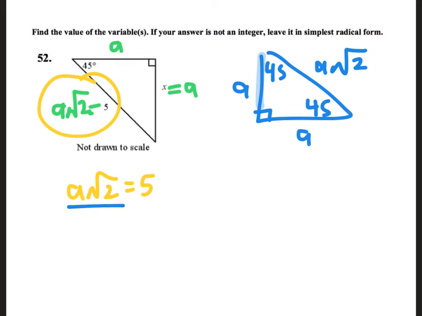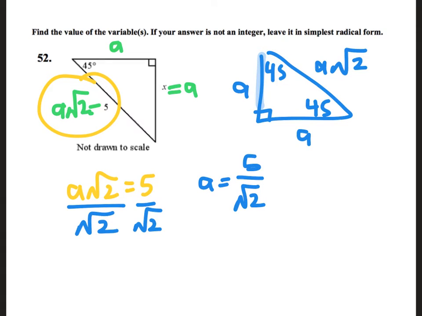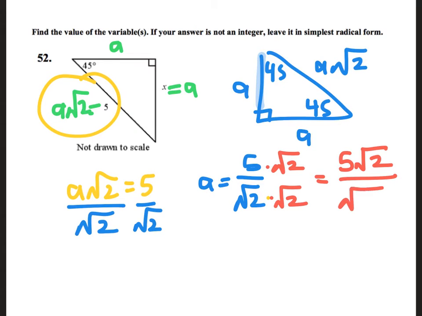So I need to move that root 2 to the other side. In order to do that, I'm going to divide both sides by root 2. When I do that, I get A equals 5 divided by the square root of 2. Now that's a problem because we can't have a square root on the bottom. So in order to move it to the top, let's use a different color. We're going to multiply both the top and the bottom by the square root of 2. On top, we have 5 times the square root of 2. On the bottom, root 2 times root 2 gives me root 4.